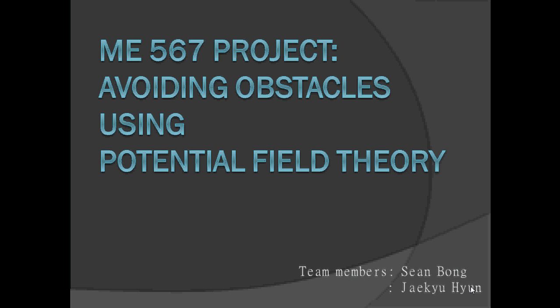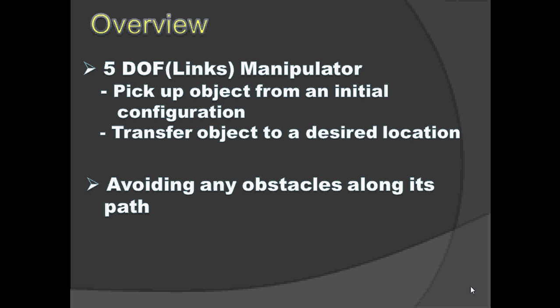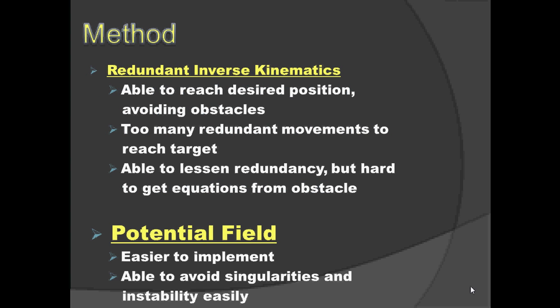Hi. And today we're going to talk about avoiding obstacles using potential field theory. As an overview, we're going to use a 5 degrees of freedom manipulator to pick out an object and transfer it to a desired location, and it's going to avoid any obstacles along its path. There are many methods to do this, and we actually tried two methods.